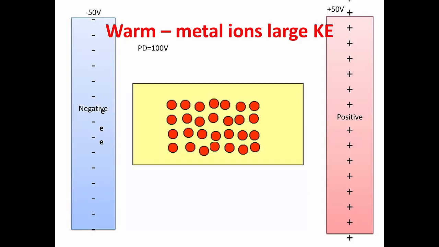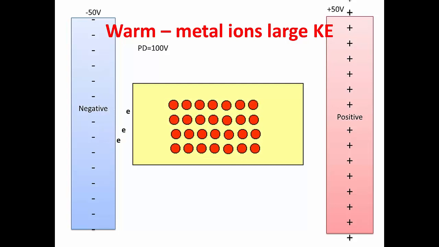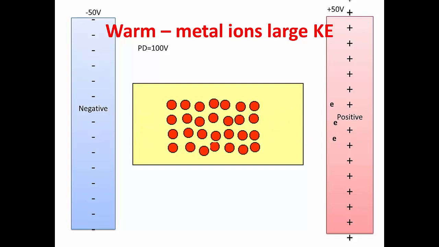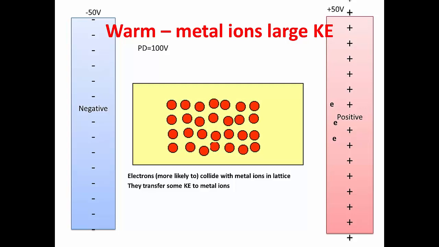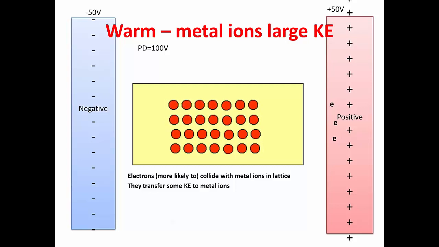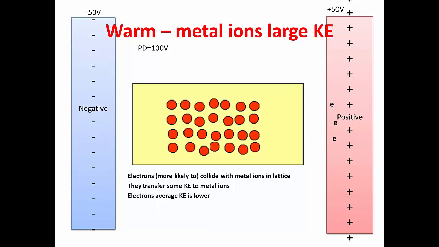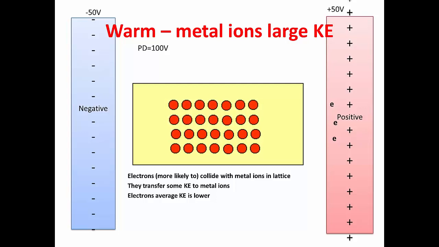On the other hand, if we have a hot object, a warmer object, the particles are vibrating much more. They've got a much higher random kinetic energy. As these electrons try to move across, they collide with these rapidly moving particles, and that impedes their movement, so the mobility is reduced. So the electrons are much more likely to collide with the metal ions in the lattice. It means that they're going to transfer some of their kinetic energy to the metal ions. So the metal ions are going to speed up and heat up. And it means that the electrons, the charge carriers, are going to have a lower kinetic energy because they've surrendered some of their kinetic energy to the metal ions.